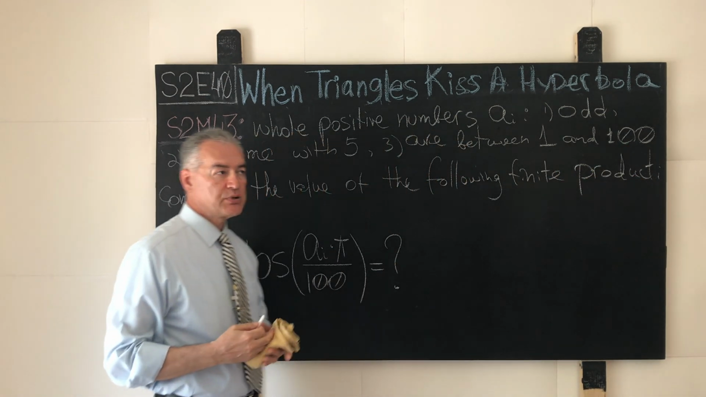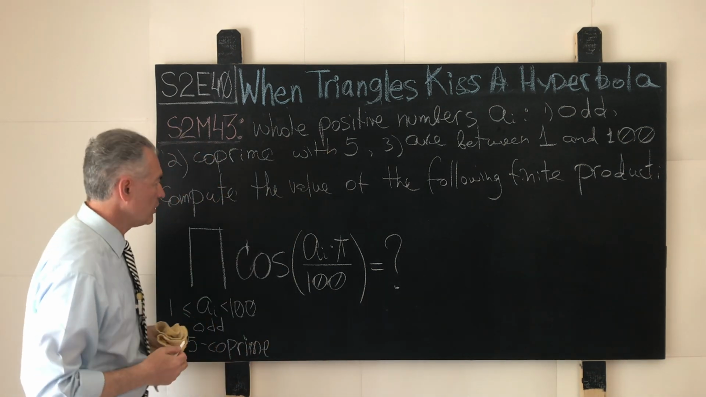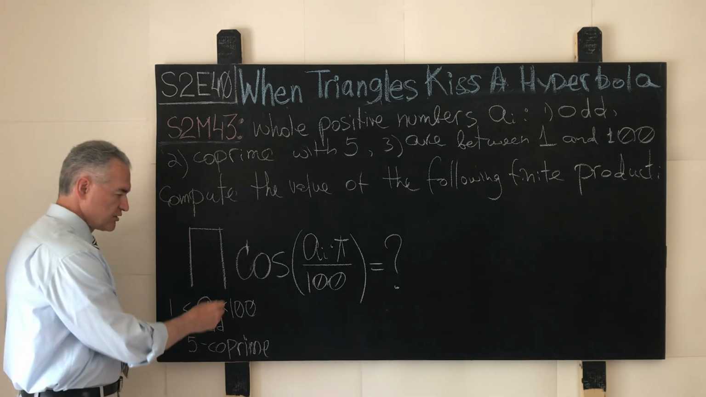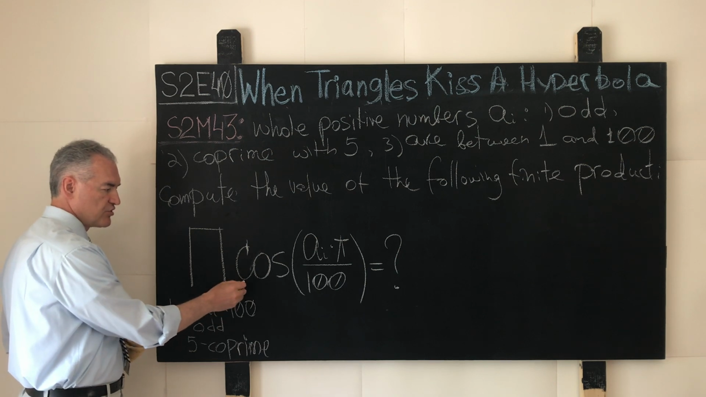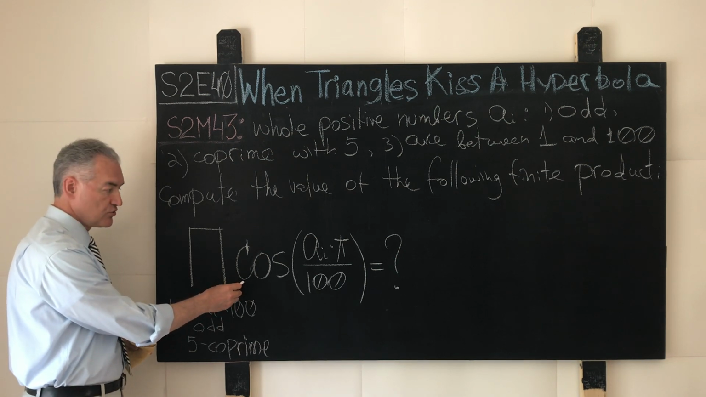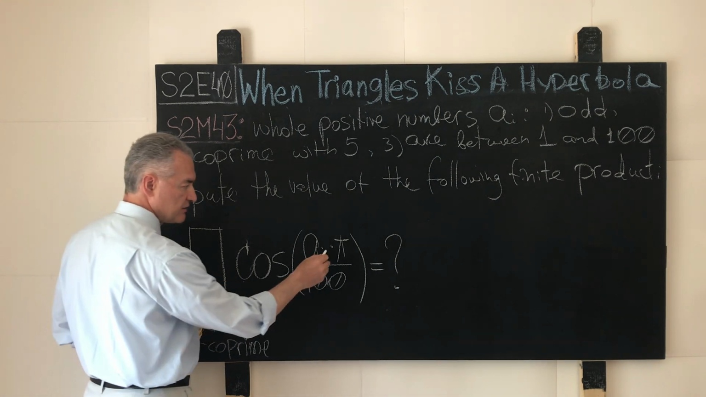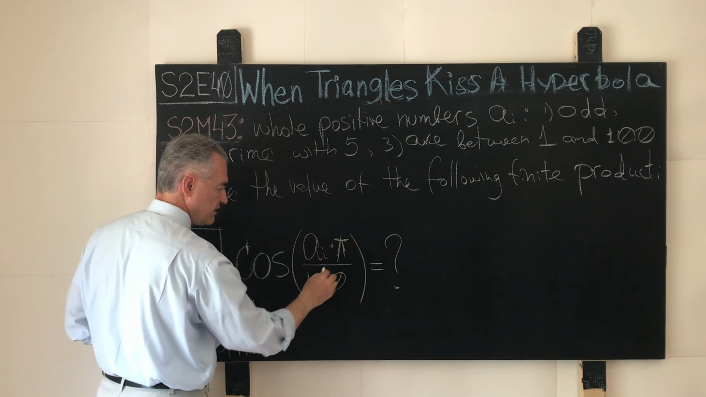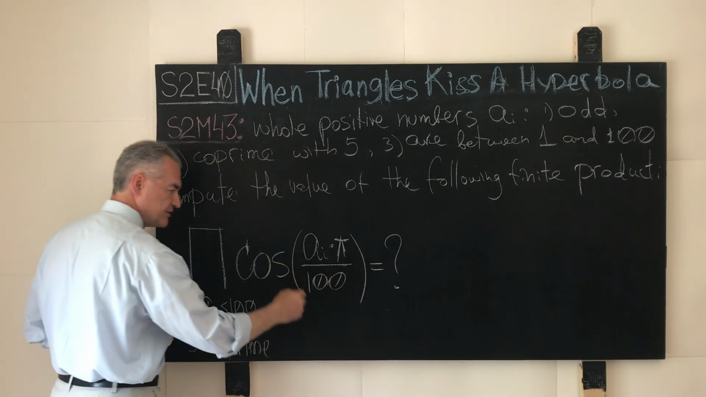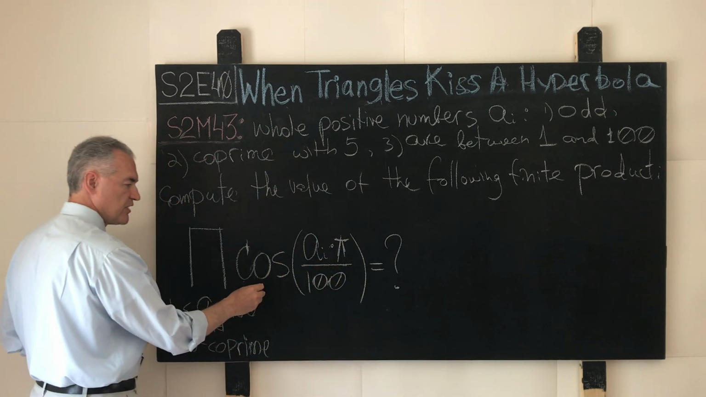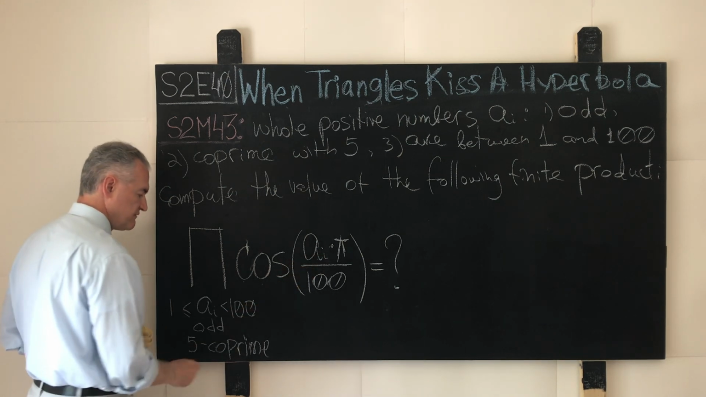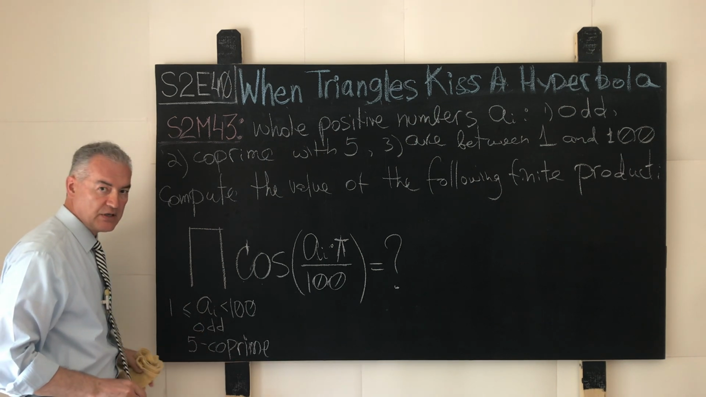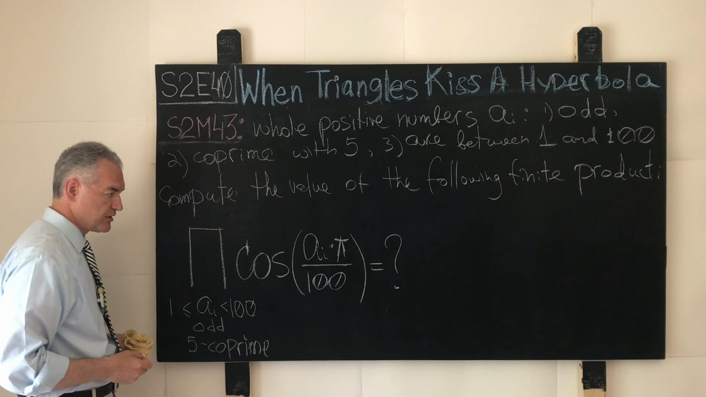Under these conditions applied to the whole positive numbers AI, we are asked to compute the value of the following finite product. This product is constructed on the values of the trigonometric function cosine, whose argument is the numbers AI mentioned over there, scaled by pi and divided by 100. This is the argument to the cosine, where AI varies between 1 and 100, and each such number is odd and coprime with 5.